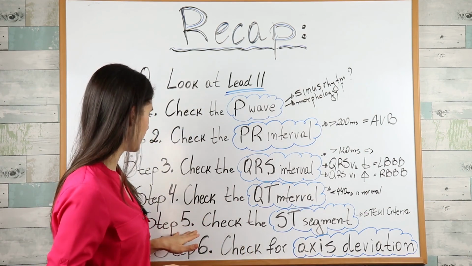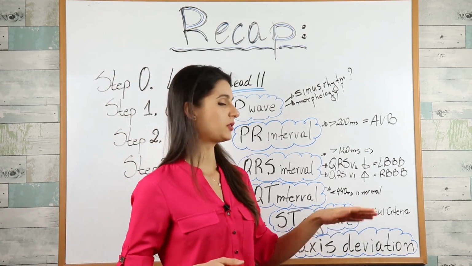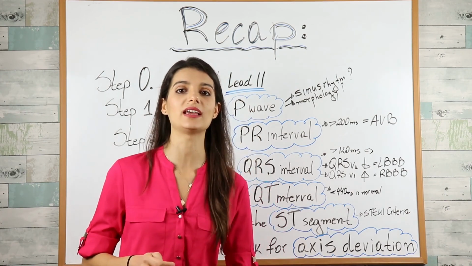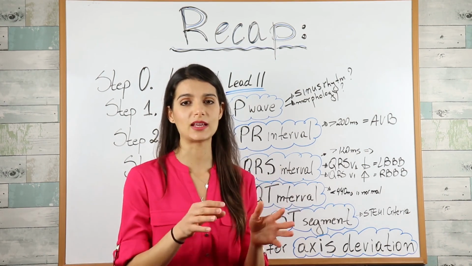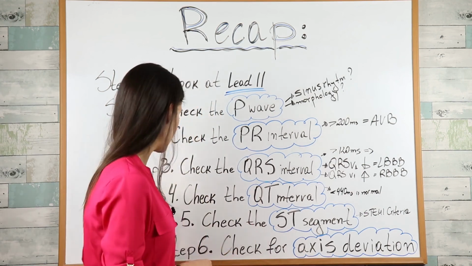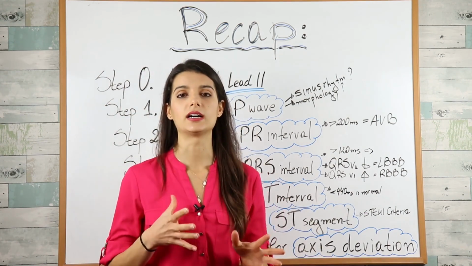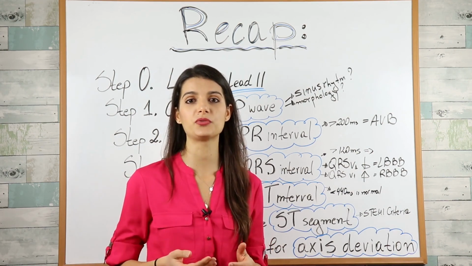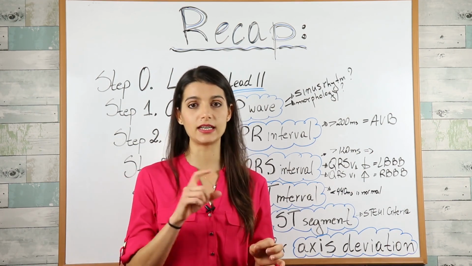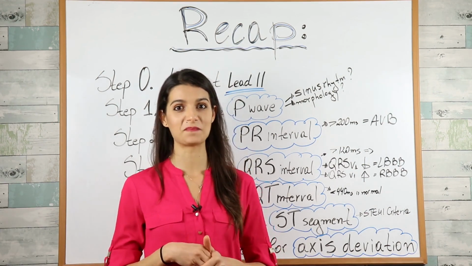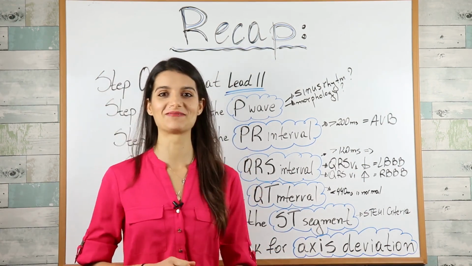Right? So step 5 is check the ST segment. Here you have to memorize the STEMI criteria, as you will be needing this for your steps and in your clinical practice. And step 6 was check for axis deviation. Here you're looking for ventricular hypertrophy, and remember that we discussed the 3-lead analysis and the voltage criteria. So that's it, quick and easy.